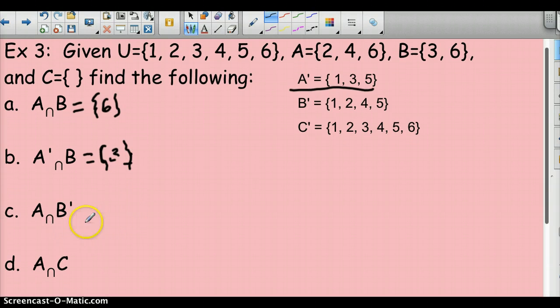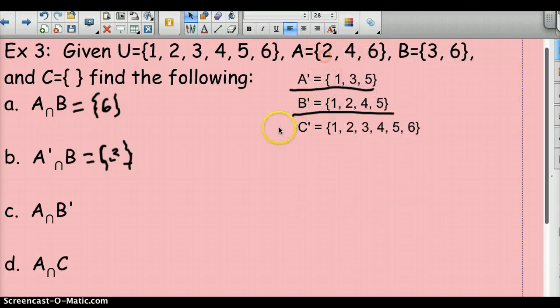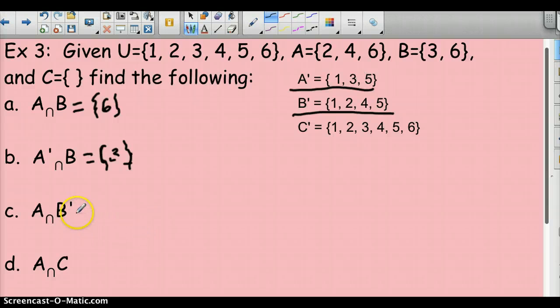Moving on from there, A intersected with the complement of B. Here's the complement of B. We are going to see intersection, which elements are in both. So looking at A and looking at B, elements that are in both in this particular case, I see in A as well as in B prime, I see a 2 as well as a 4. So that means 2 and 4 are going to be the elements that are common to both sets. They are the intersection.